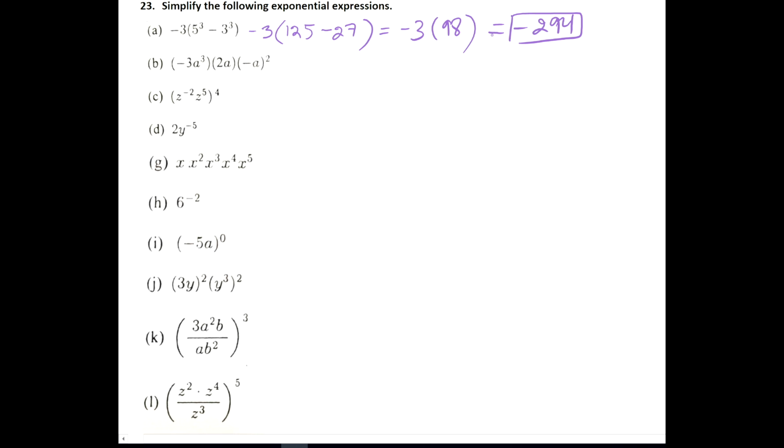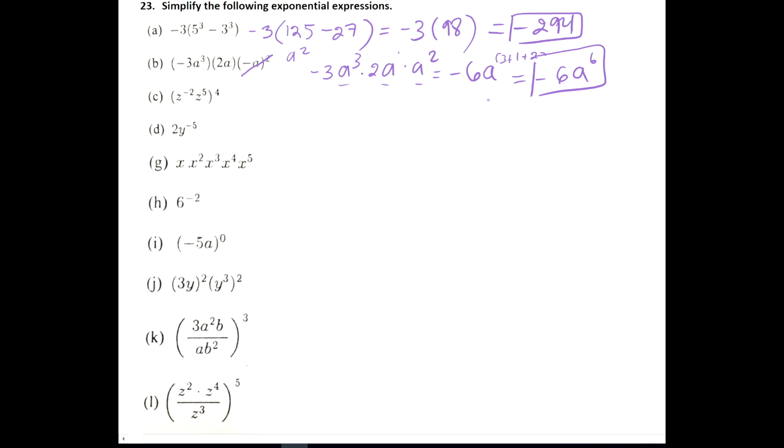Part B. Here I see that I have a negative a squared. I have to first take note that negative a squared is positive a squared. Then I have negative 3a cubed times 2a times a squared. I can multiply the two numbers and get negative 6. Now I have a cubed, a to the 1 (there's an invisible power 1 here), and then a squared. Since all three have the same base, a, I can just add the exponents: a to the power 3 plus 1 plus 2. I get negative 6a to the 6. Okay.